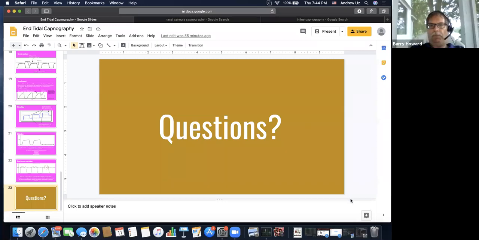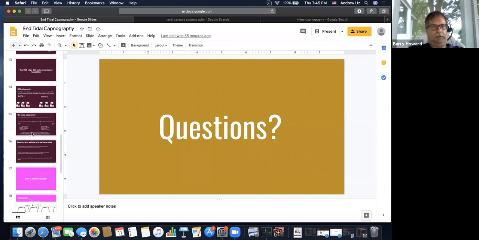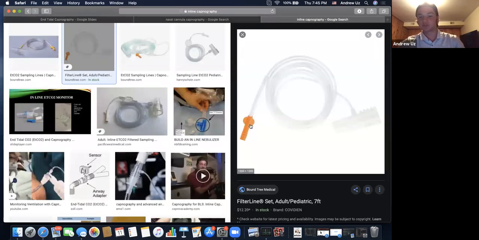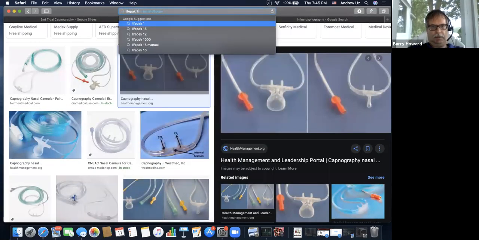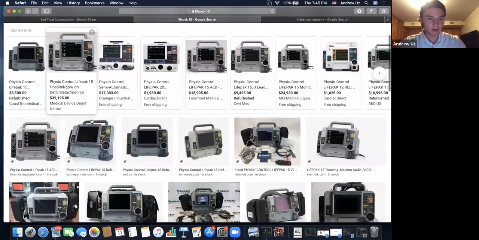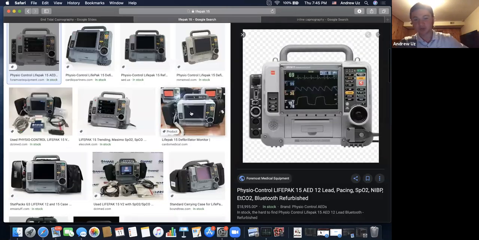So Andrew, just so that everybody else on the BLS side knows how to install the port onto the LIFEPAK, some people think you just pull it in and out. Let me pull it up here on Google. If you see this orange thing, this screws in. I hope I'm still sharing my screen. Can everybody see this? Yep.